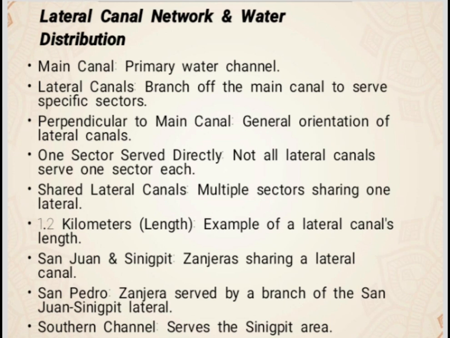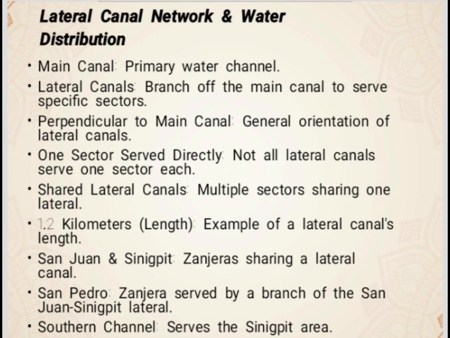This highlights a complex and sometimes indirect network of water distribution within the system, with the southern channel specifically serving the Sinigpit area. The effective reach of these laterals is crucial for determining the true service area of the irrigation system.